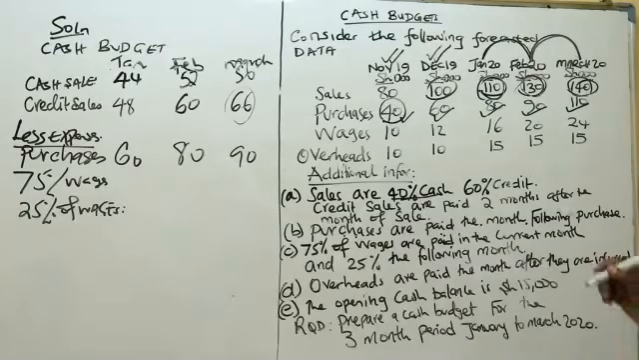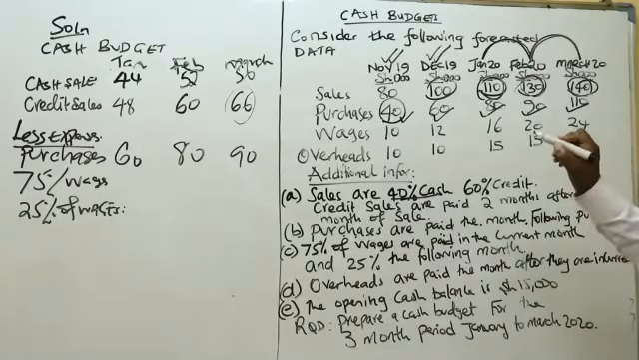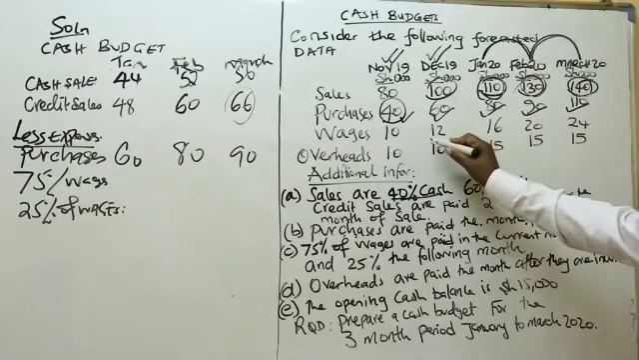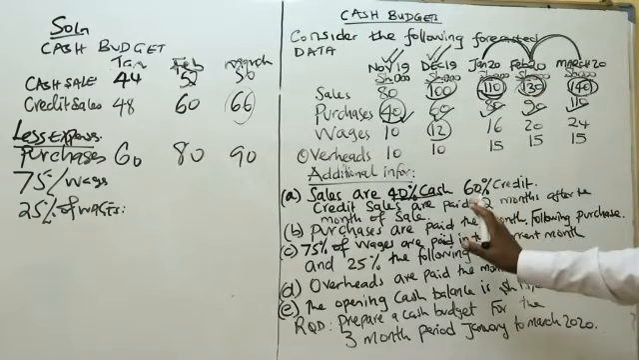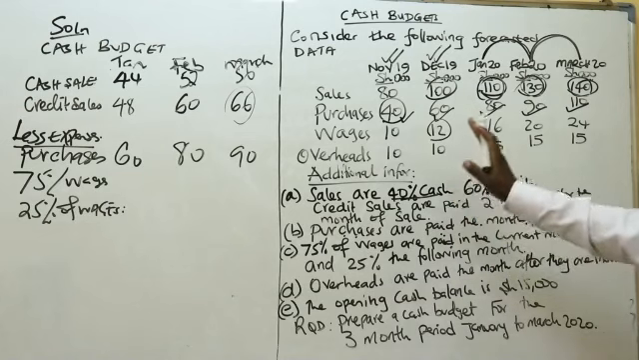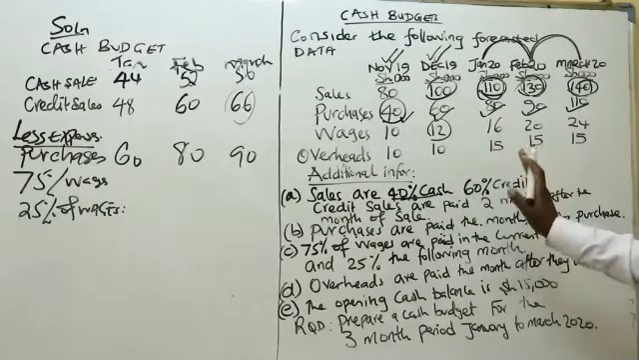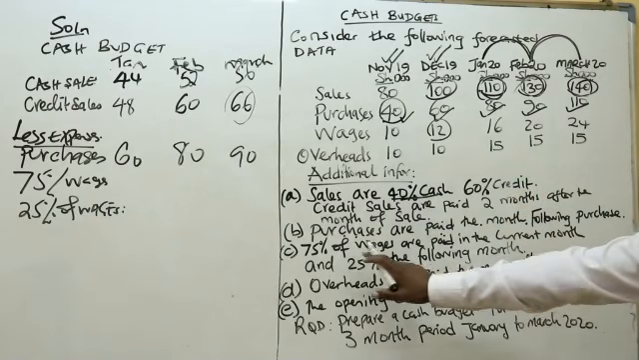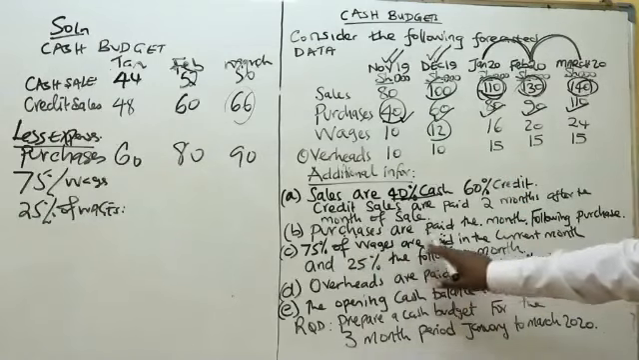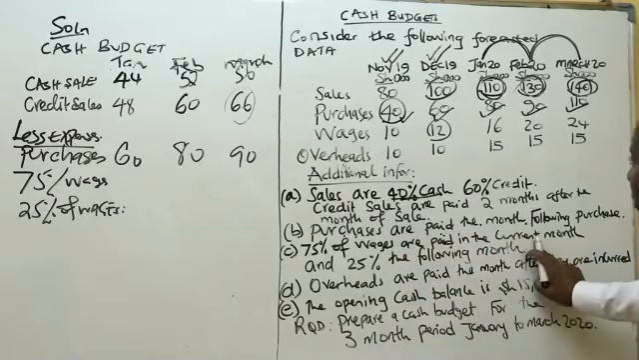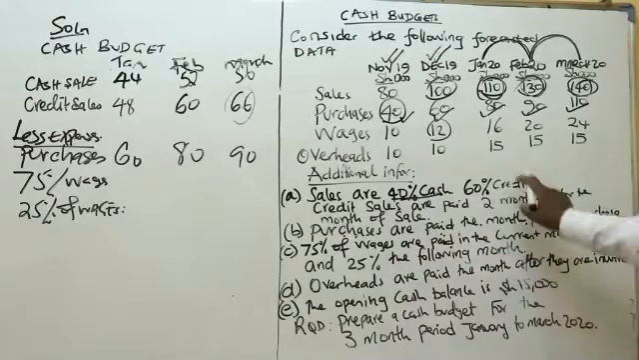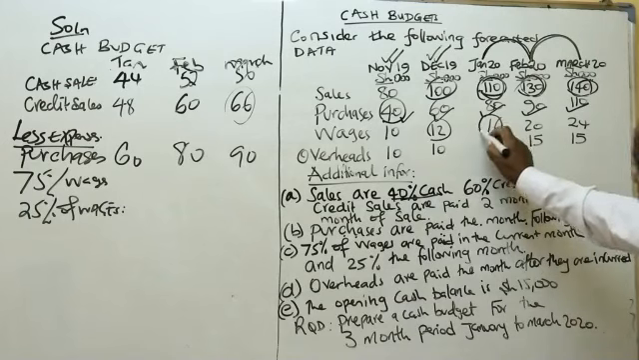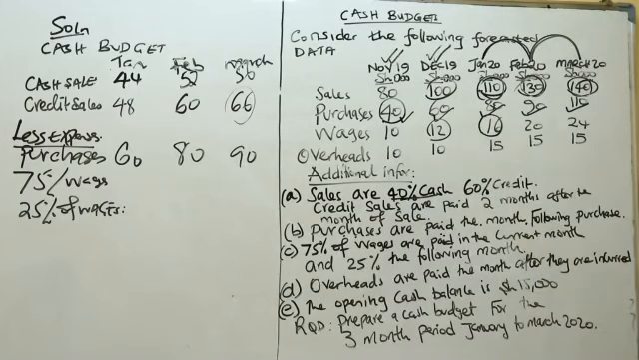Wages in December were 12, fine, but that is not the policy. We're not just paying one month in arrears. Listen to me very well. What they have told us is that 75% of wages are paid in the current month. So could you kindly take 75% of 16? It's 12. I now see where they're getting the 12 from.